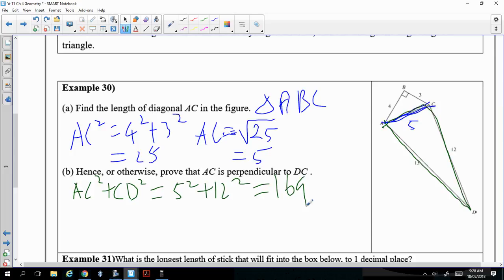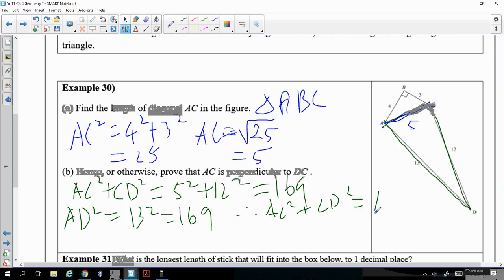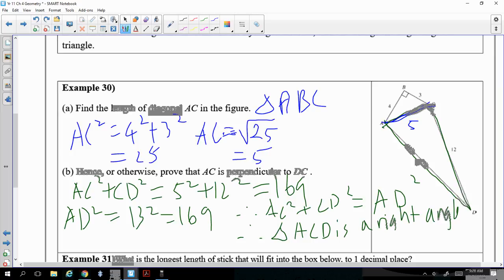So you have to show this working. And once you show that the square of 2 sides is equal to the square of the third side, therefore you say triangle ACD is a right angle triangle. Okay, so that's what you have to do. And since it's a right angle triangle, we say therefore AC is perpendicular to CD. So you can use it to prove 2 lines are perpendicular.